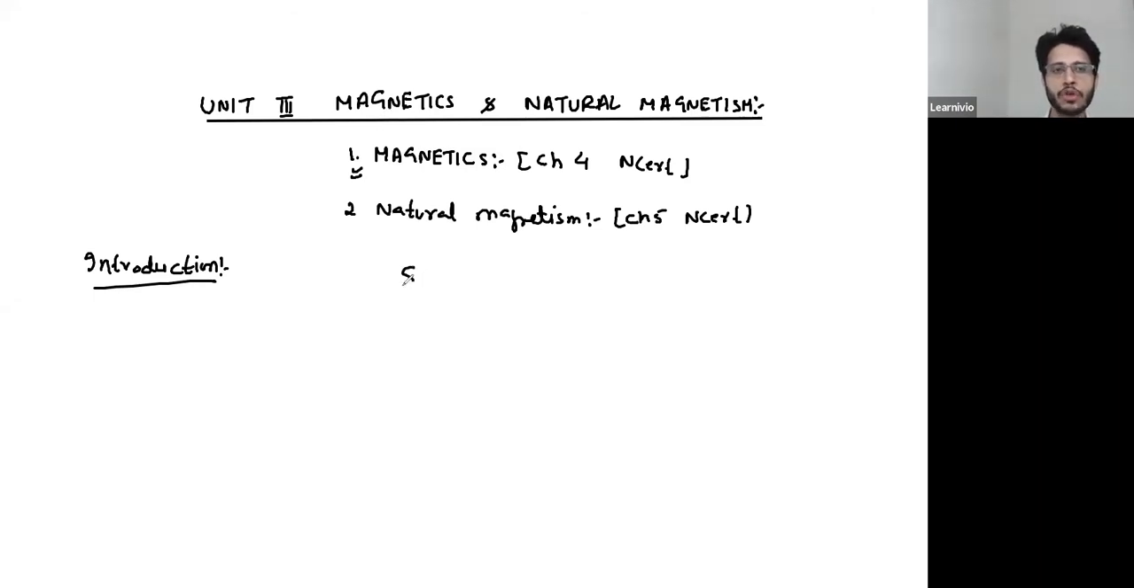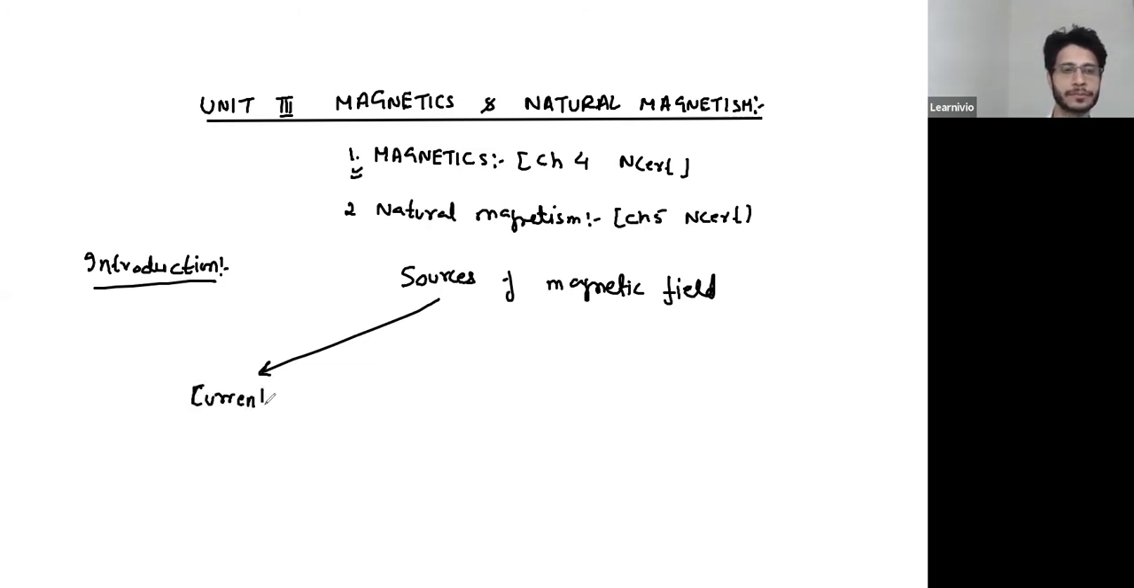So if we talk about sources of magnetic field, then one source could be a current carrying wire. That we will study in magnetics.